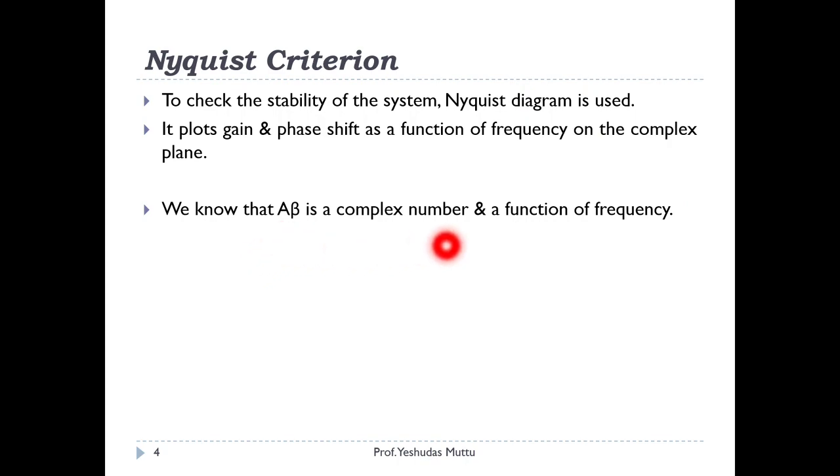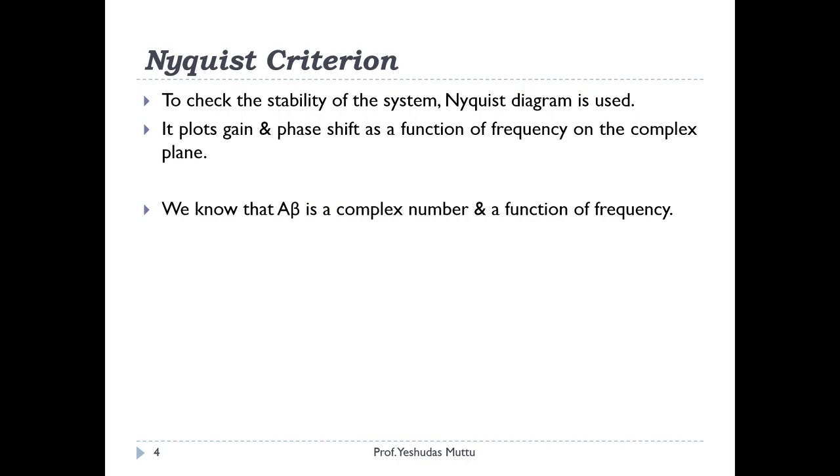Now since it is dependent on frequency, I'll keep on changing the frequency, because I know that the gain doesn't remain the same for all frequencies, right? For lower and higher frequencies it is less; only for the mid frequency is it constant. So I'll keep changing the frequency and note down the values of A beta, A into beta, at that point. Suppose at 10 Hertz I note down the value of A beta, similarly at 20 Hertz I note down the value of A beta, and so on. For various values of frequency, I make a table of A beta.